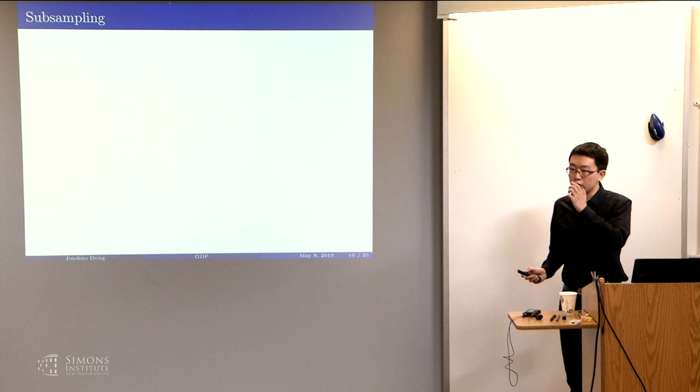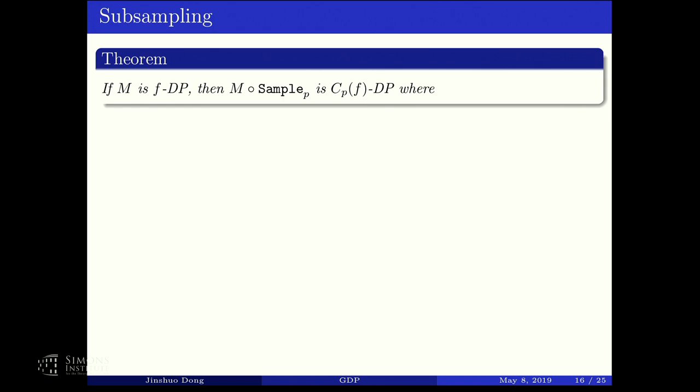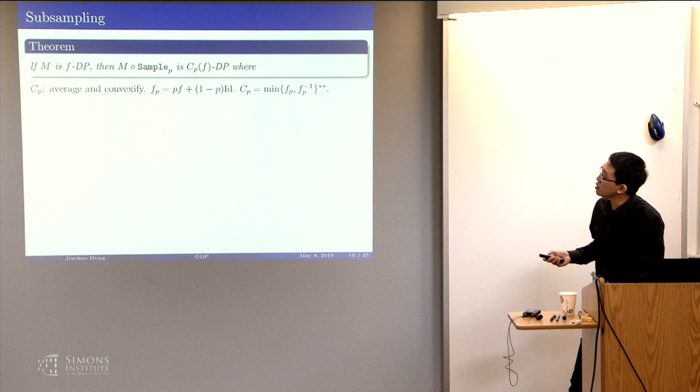The theorem looks like: if M is f-DP, then if you first do a subsampling, the subsampling scheme doesn't really matter, because you can think of it as taking a mini batch uniformly at random. Okay, so if you do subsampling first and then apply M, then it's going to be this much DP. So what does this thing do? This thing does average and convexify.